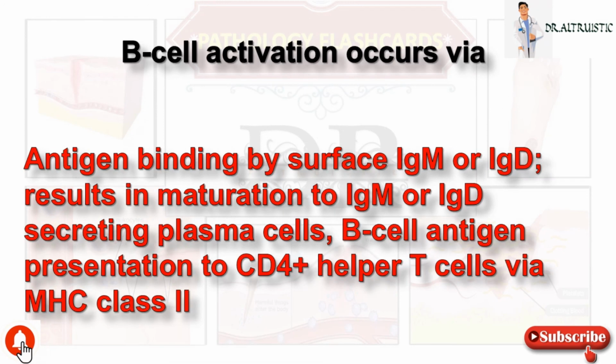B-cell activation occurs via antigen binding by surface IgM or IgD, and results in maturation to IgM or IgD secreting plasma cells. B-cell antigen presentation to CD4 plus helper T cells occurs via MHC class II.